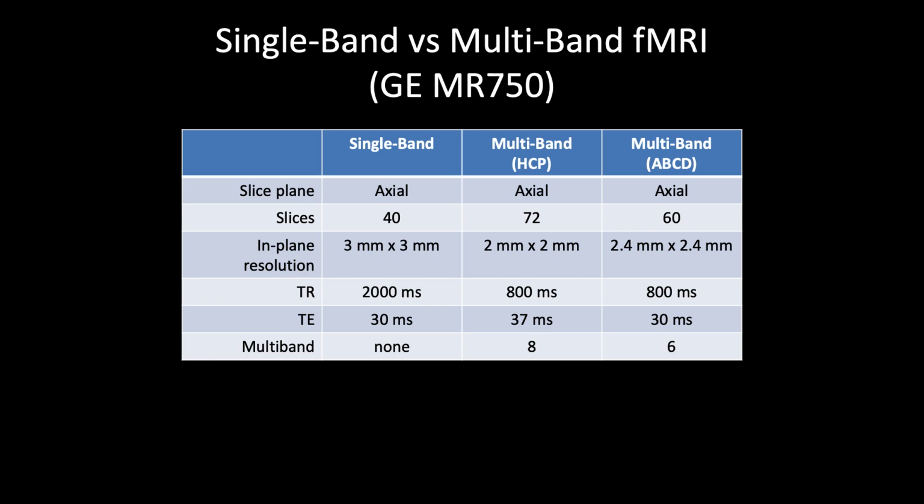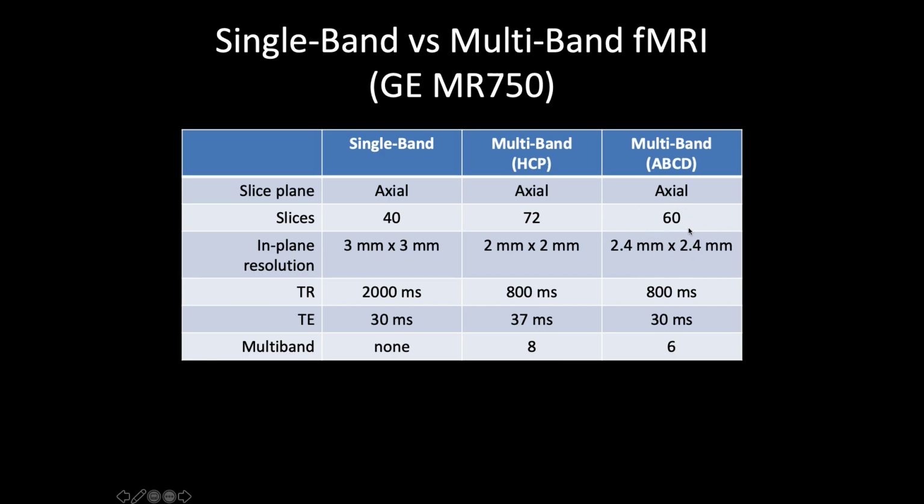So what you can see here is just a comparison between collecting the data on a single band relative to the HCP protocol multiband and the ABCD protocol multiband. And what you'll notice is that there's almost a doubling of the number of slices that we can acquire. So we're improving our spatial resolution because now we're down to about 2 millimeter slice thickness. Our TR is much more rapid. So now we're getting much better temporal resolution as well.